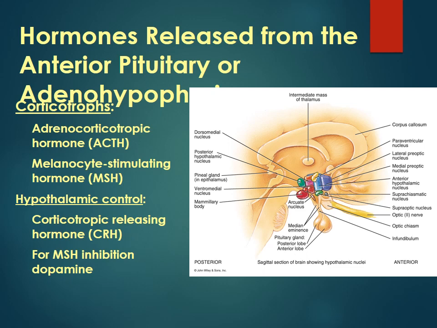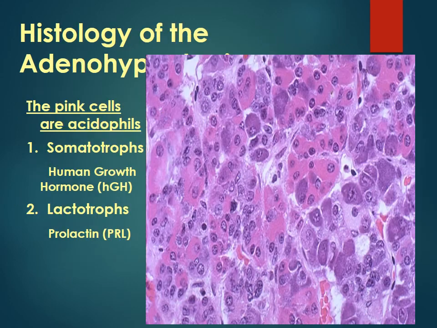So the hormones released from the anterior pituitary or adenohypophysis, we have here corticotrophs, like for example the adrenocorticotropic hormone, ACTH, or the melanocyte stimulating hormone, MSH. And the hypothalamic control, we have the corticotropin releasing hormone, and for MSH inhibition, dopamine.